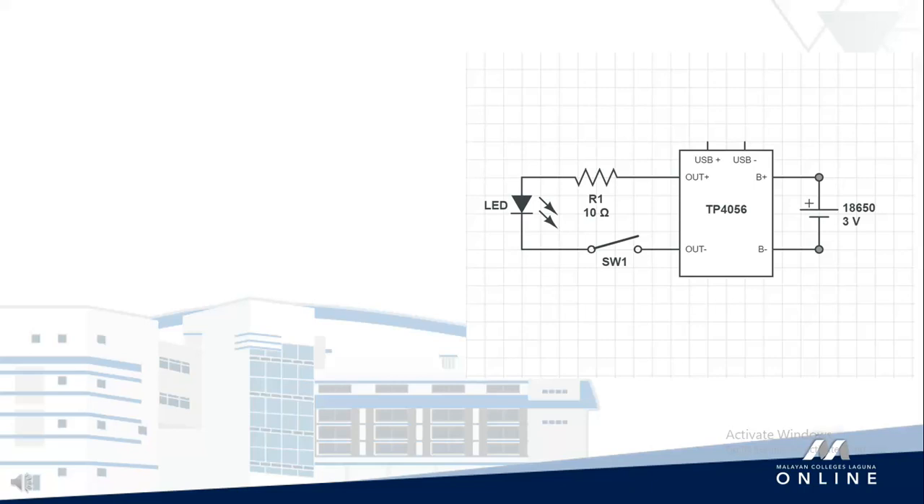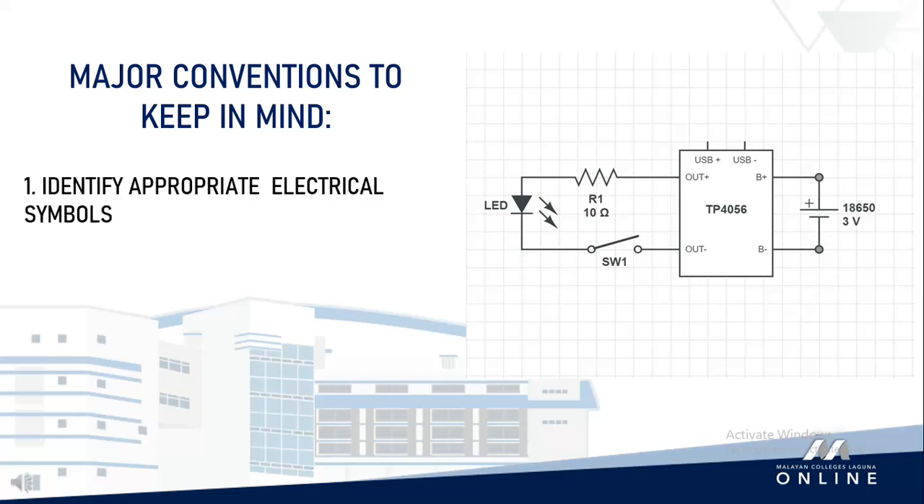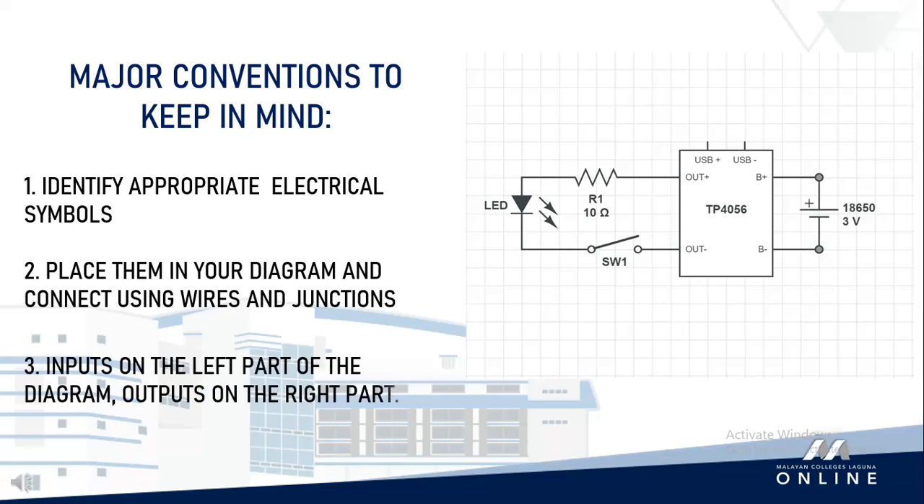Some of the major conventions we can observe when drawing schematic diagrams are: first, we may begin by collecting the relevant electrical symbols from the circuit we are trying to construct a diagram for. We have discussed those already in the previous lecture video. After that, you may place these symbols in your diagram and connect them with appropriate lines and junctions. In placing both outputs and inputs, the left side is where your inputs are and the right side is where your outputs will be, such that the information is flowing from left to right in the circuit.